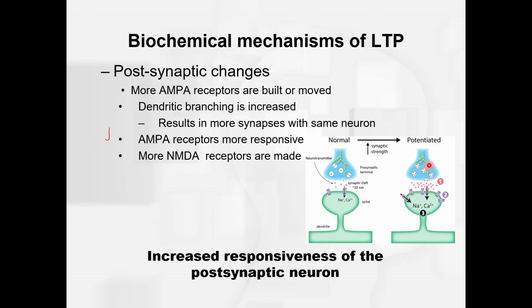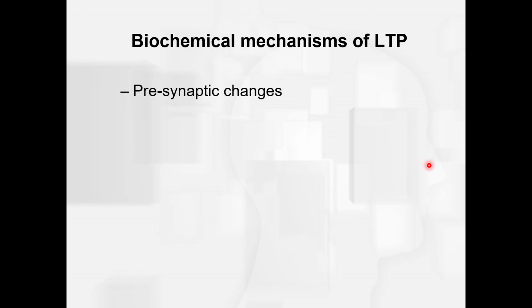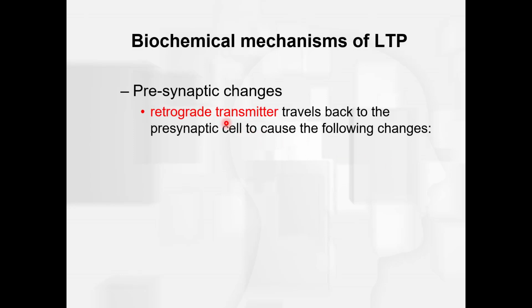We also have some changes presynaptically. So there's a retrograde transmitter that can travel back to the presynaptic cell, causing the following changes. One is a decrease in the action potential threshold. So we talked about that threshold and said how most of the time every neuron has the same threshold for the duration. Well, once something has changed in the brain, once we've learned something and we're storing it as a memory trace because we're encoding it or we're consolidating it, that could potentially alter the threshold so that next time that cell will respond to the same stimulation more easily.